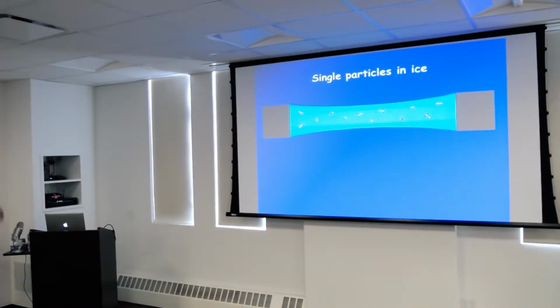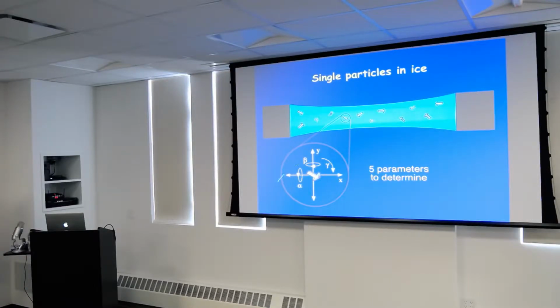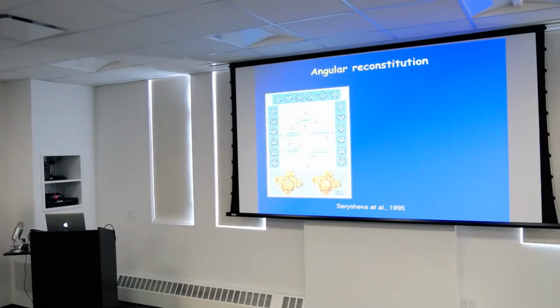These days, nobody does negative stain reconstruction anymore. We all use ice. And so for each of these particles, we have to define 5 parameters, x, y parameters, and the 3 Euler angles. And once you have these, then you can combine all the different views in a 3D reconstruction. And the problem is, how do you combine these views into a 3D reconstruction? How do you figure out how they are related to each other?